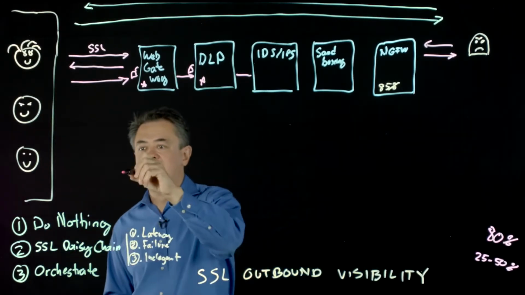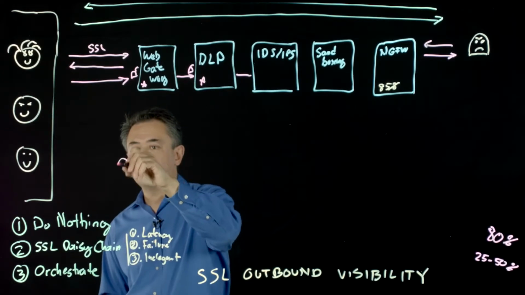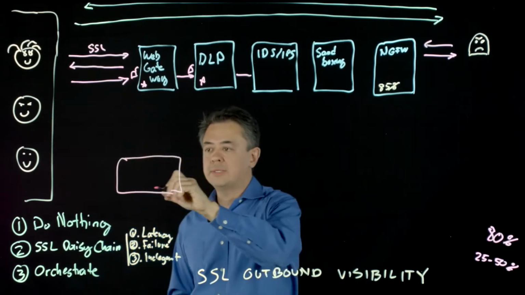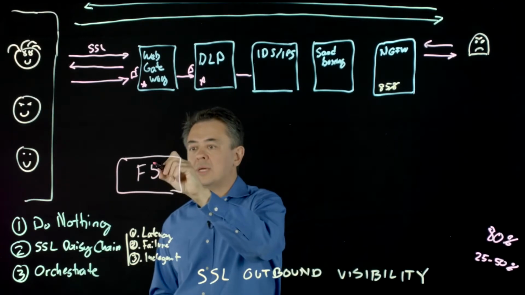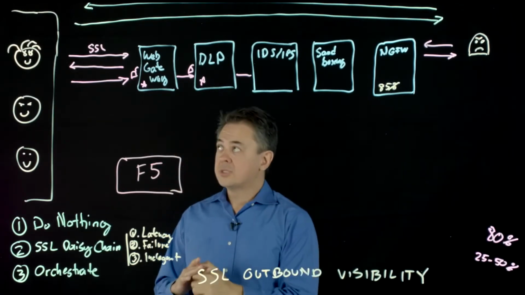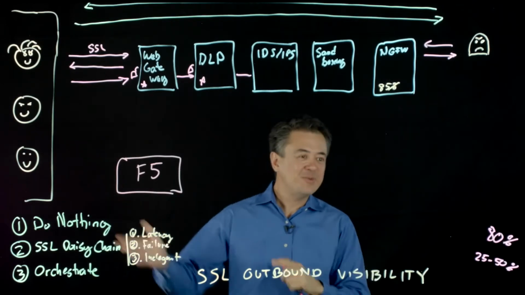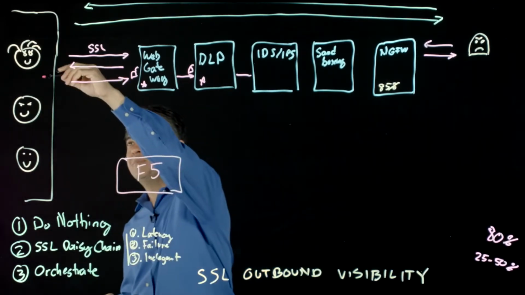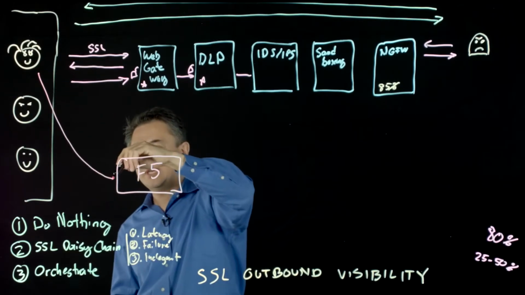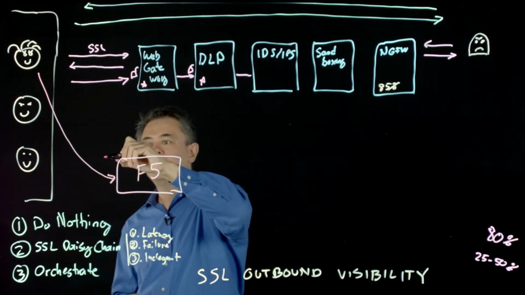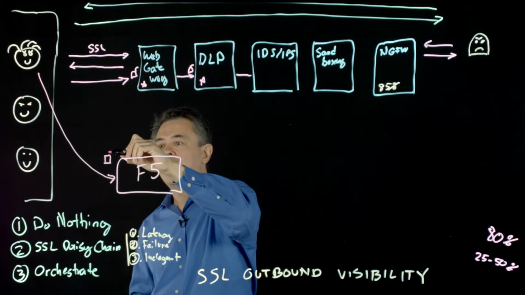Let's say you put an F5 in line for all your traffic going outbound, right? So now let's say Sally wants to go out to the internet. Let's say she wants to go get some malware. She'll come down to here, to the F5. We will decrypt it, right?